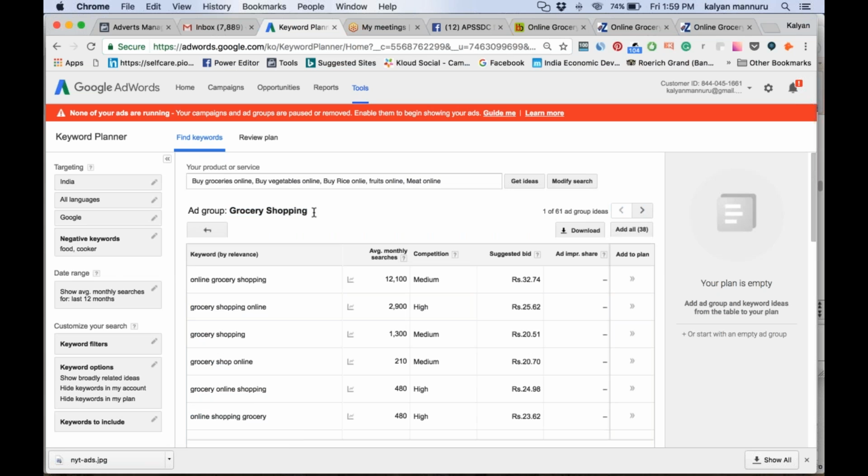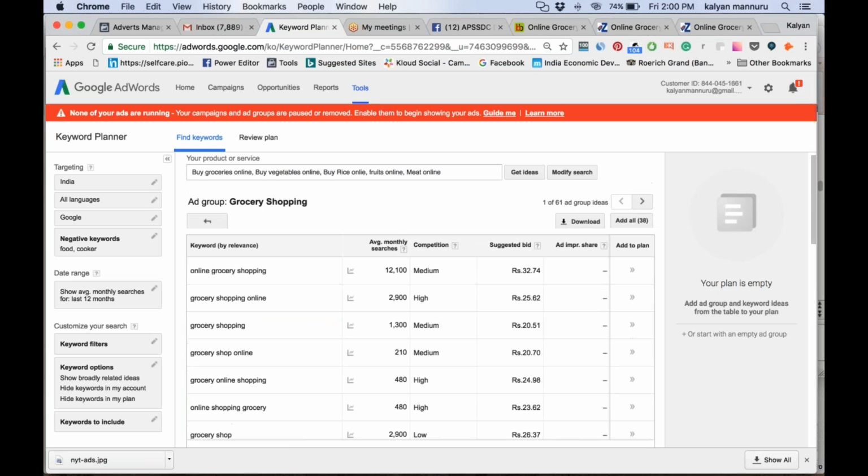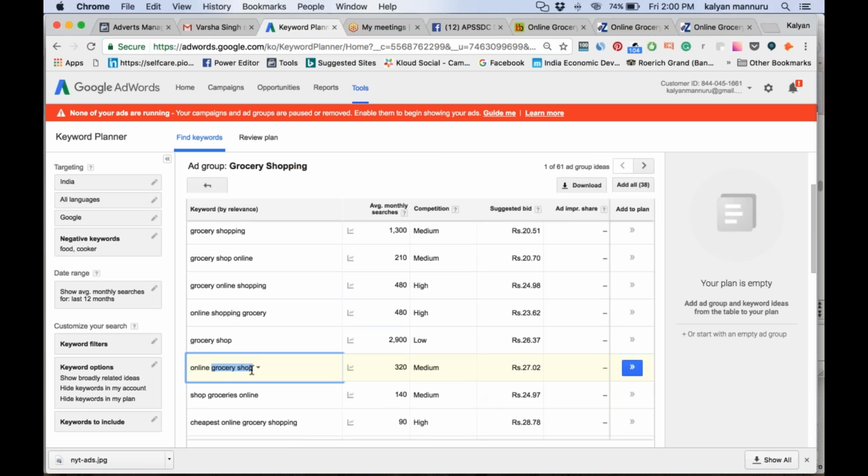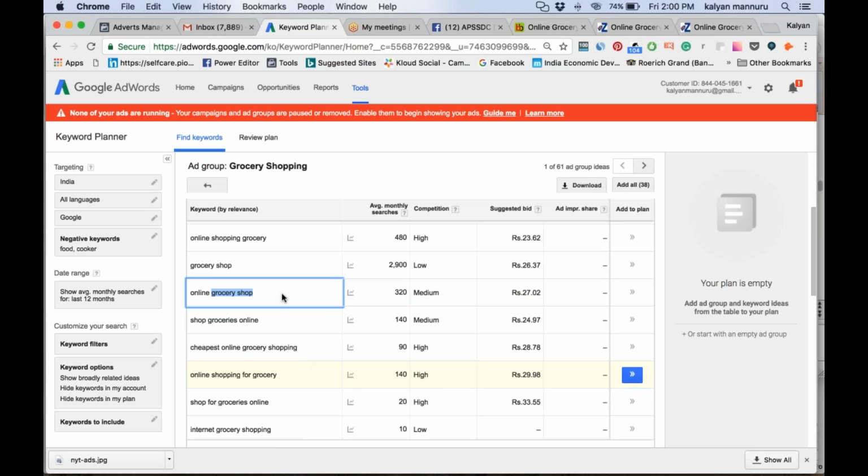This ad group is called grocery shopping because each of the keywords has these two words in it. They are similar to each other. 12,100 people are searching for online grocery shopping as a keyword. 2,900 people are searching for grocery shopping online as a keyword. However, if you see, they are similar to each other because look here, online grocery or grocery shopping is present in each keyword. Grocery shopping, shopping grocery, grocery shop. Hopefully you get it. So they have been grouped into one ad group.